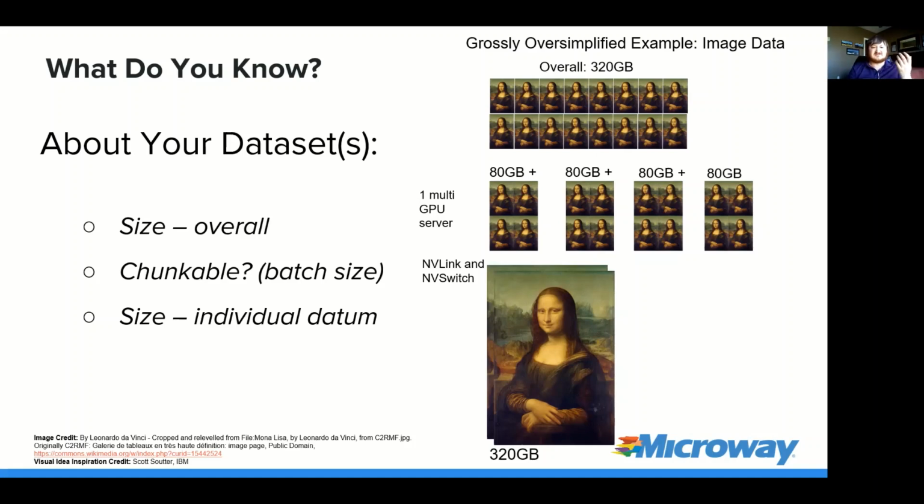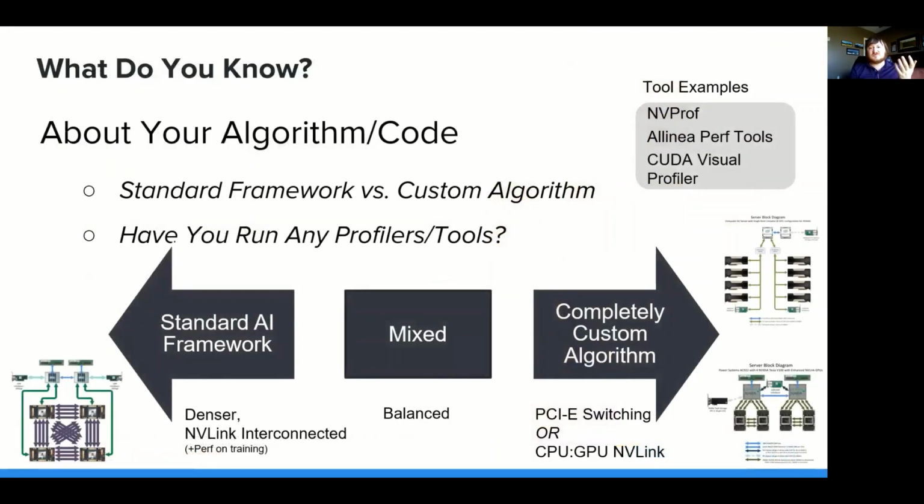Well, now you have to start thinking of a hardware architecture that uses NVLink or NVSwitch to allow you to address that very large data size. Next, what do you know about your algorithm? What's going on internally? Pretty simply, what is it?